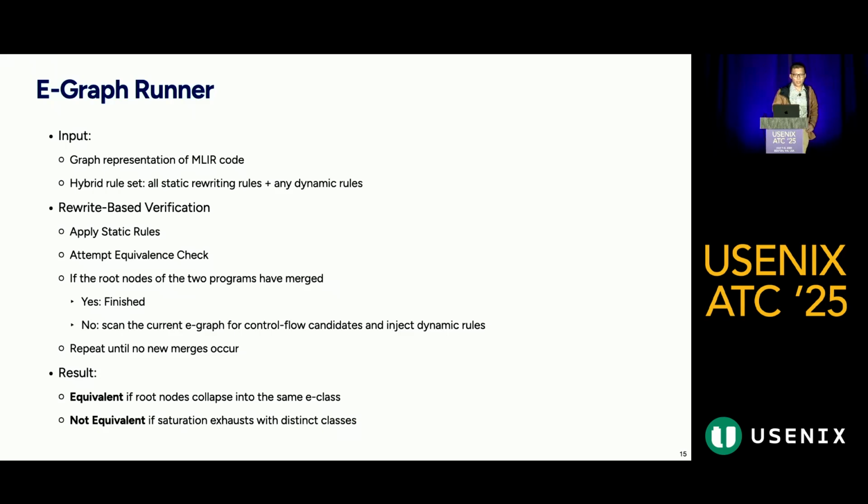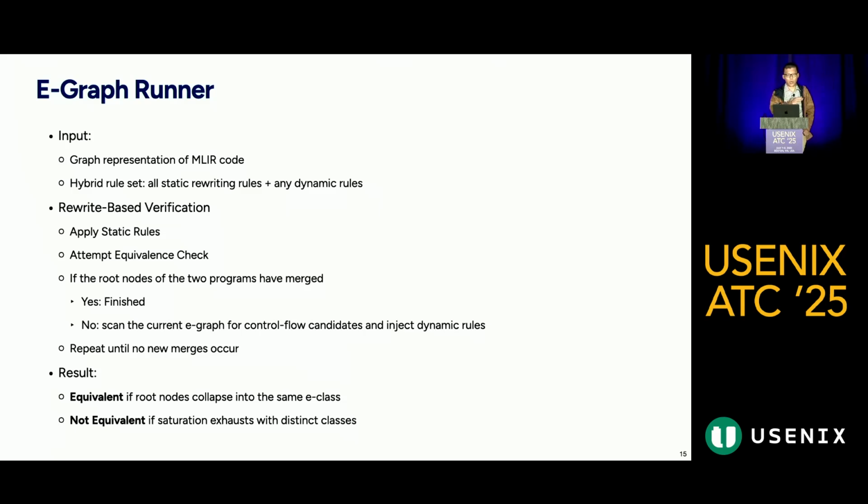Now let's talk about the heart of the eGraph runner. The heart of the HEC is the eGraph runner. The input is the graph representation of the MLIR code, and it takes the static rewriting rules for the data path transformation and the dynamic rules that are generated at runtime.